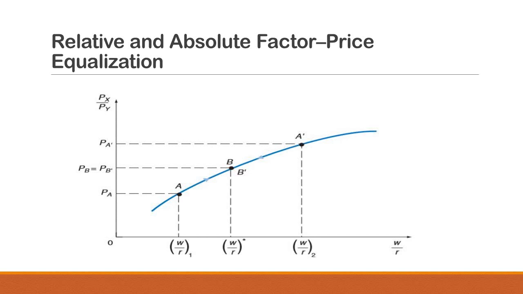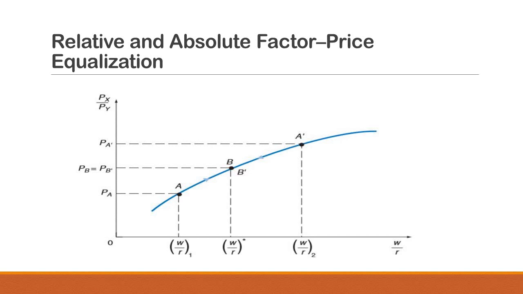In country 1, factor price ratio W by R increases from W by R1 to W by R star, and commodity price ratio also increases from PA to PB is equal to PB star. And in the case of country 2, factor price ratio decreases from W by R2 to W by R star, and commodity price ratio also decreases from PA dash to PB is equal to PB dash. And finally, equilibrium point is reached at the point where B is equal to B dash, where the commodity prices and factor prices are equalized.